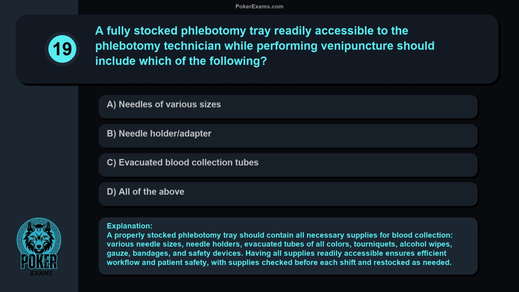A properly stocked phlebotomy tray should contain all necessary supplies for blood collection: various needle sizes, needle holders, evacuated tubes of all colors, tourniquets, alcohol wipes, gauze, bandages, and safety devices. Having all supplies readily accessible ensures efficient workflow and patient safety, with supplies checked before each shift and restocked as needed.